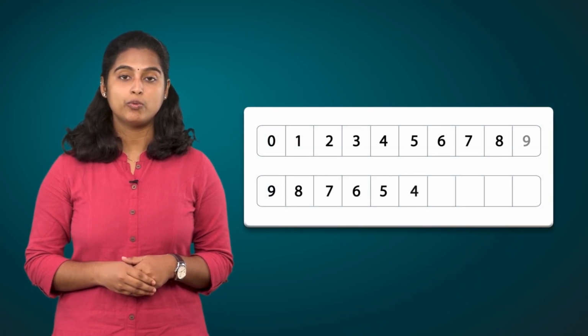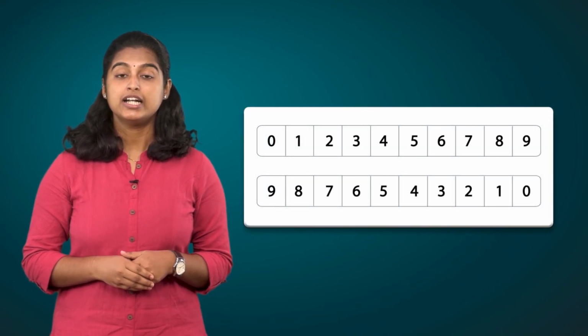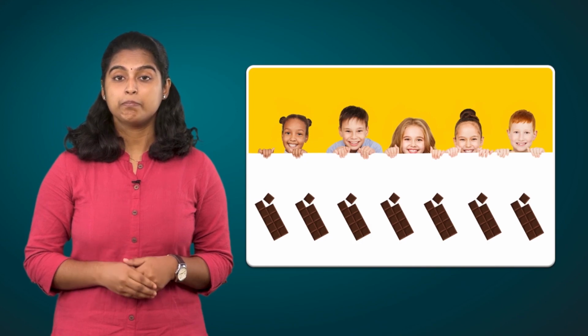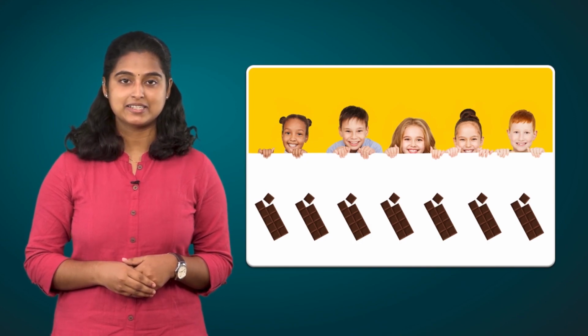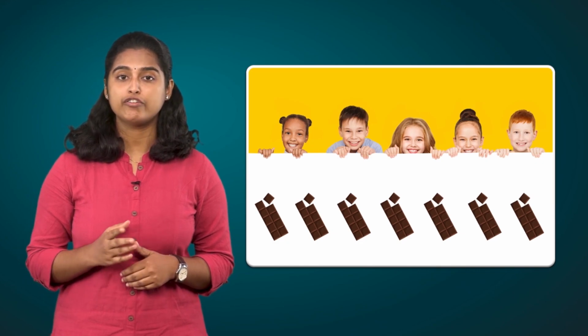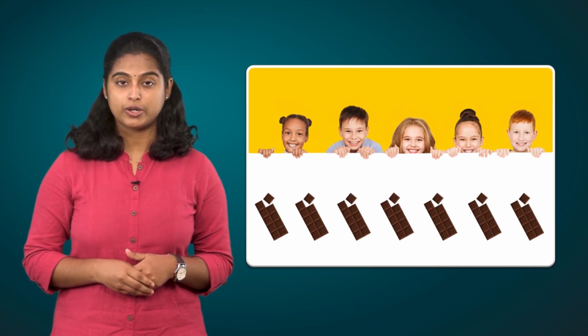Counting the numbers forward and backwards helps children learn the concepts of addition and subtraction of numbers. Comparing the numbers is an important foundational skill in maths. For example, you are going to distribute chocolates to 5 of your friends and buy 7 chocolates.